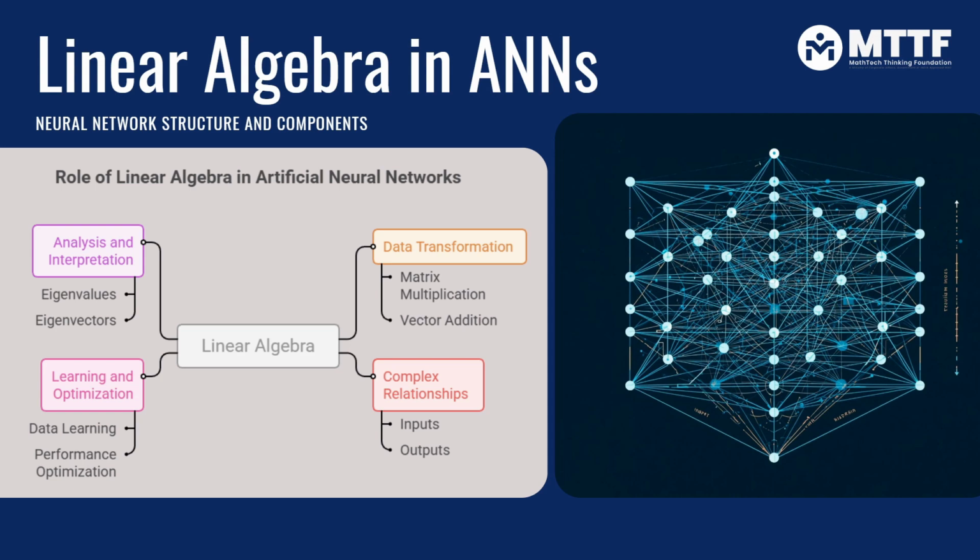Learning and optimization occur when these matrices are updated to reduce error. Gradient-based methods adjust matrix values so that the network performs better over time. Linear algebra also enables analysis and interpretation, helping us understand how features influence output and how representations evolve across layers. Most importantly, it allows a neural network to model complex relationship patterns that are too intricate to capture using simple rules. In essence, linear algebra is not just a support tool for artificial neural networks, it is the framework that makes neural network intelligence possible.